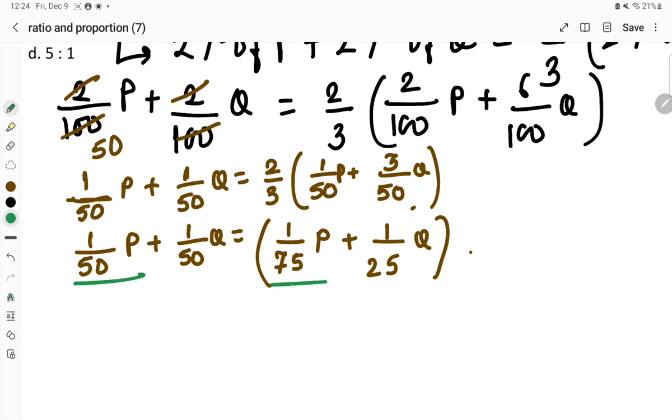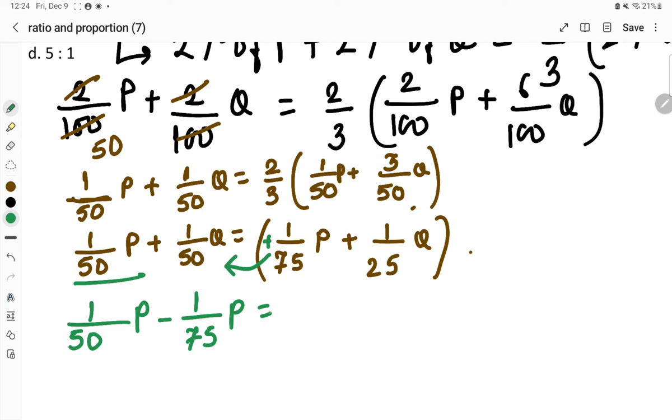What I can do is take this 1 upon 75 P to this side, right? What I will get then is 1 upon 50 P, and this 1 upon 75 P, which is in plus, when it goes this side it gets a minus: minus 1 upon 75 P. Similarly, 1 upon 25 Q as it is, and this 1 upon 50 Q goes this side and gets a minus symbol: minus 1 upon 50 Q. What I have done is taken the P terms at one side and the Q terms at the other side, right?